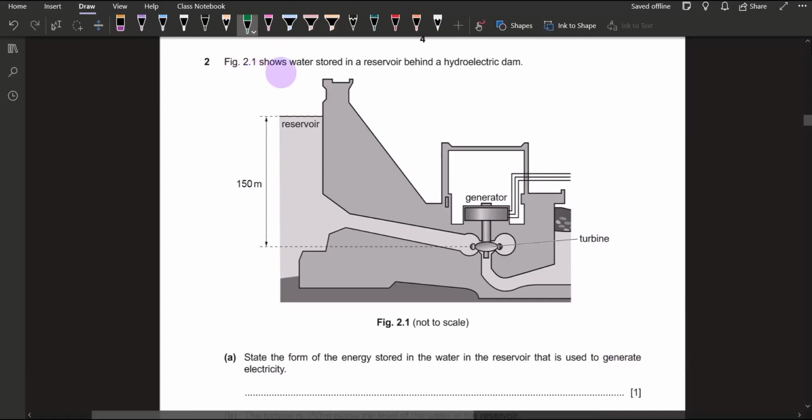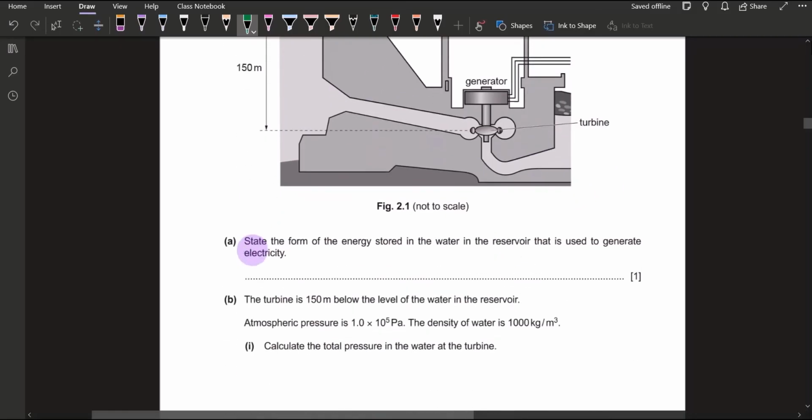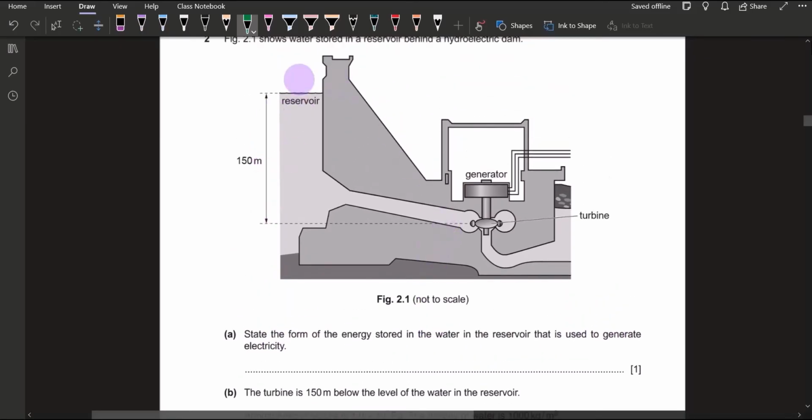Question number 2. Figure 2.1 shows water stored in a reservoir behind a hydroelectric dam. Here we can see the reservoir, and you can see the height of the water, probably 150 meters. And then here's the generator turbine. Part A says state the form of energy stored in the water in the reservoir that is used to generate electricity. So as we know, it is stored as gravitational potential energy, which is known as GPE, or you can write the full form as well. You'll get 1 mark for that.